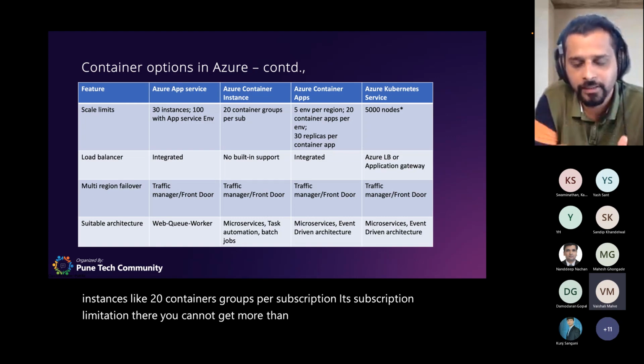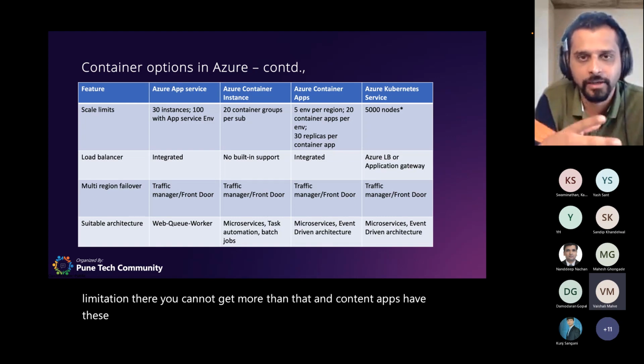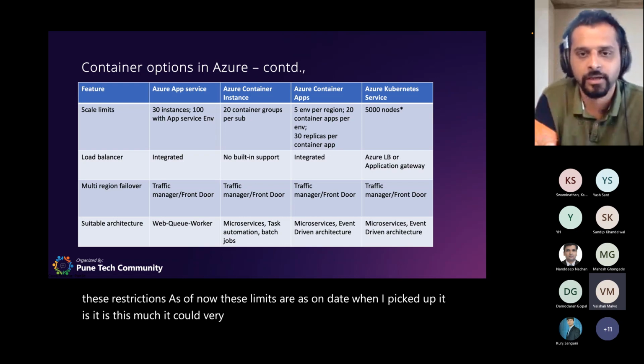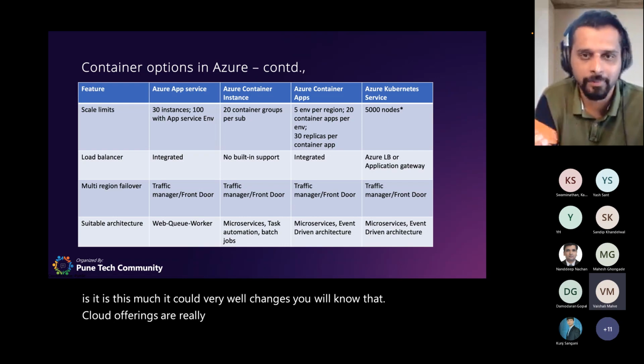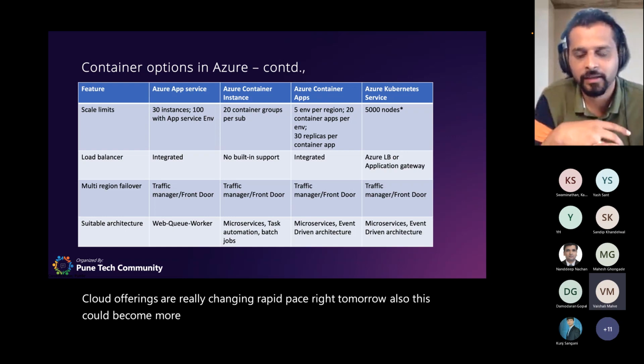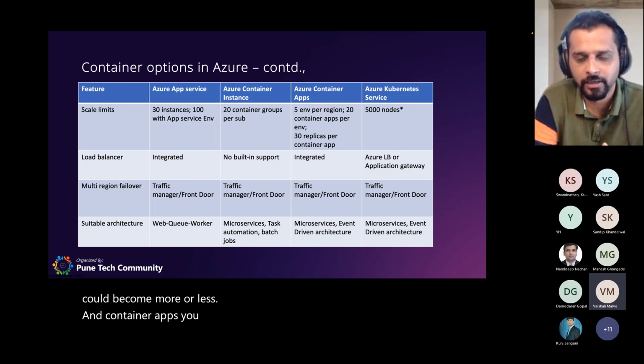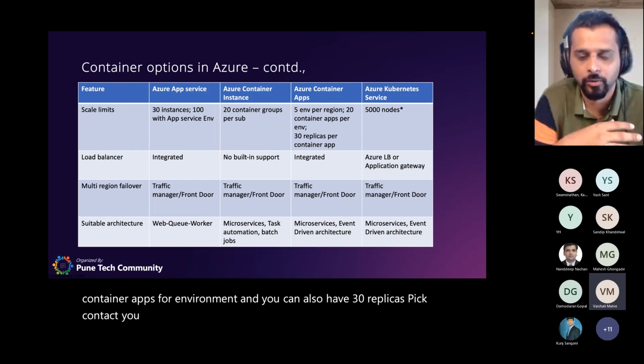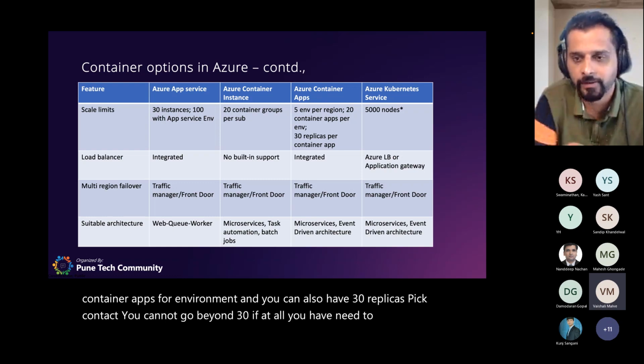And container apps have these restrictions as of now. These limits are as of the date when I picked them up, and they could very well change. As you well know, the cloud offerings are changing at a rapid pace, so tomorrow this could become more or less. For container apps, you can have 5 environments per region and 20 container apps per environment. And you can also have 30 replicas per container app. You cannot go beyond 30 if at all you need to run that many replicas.